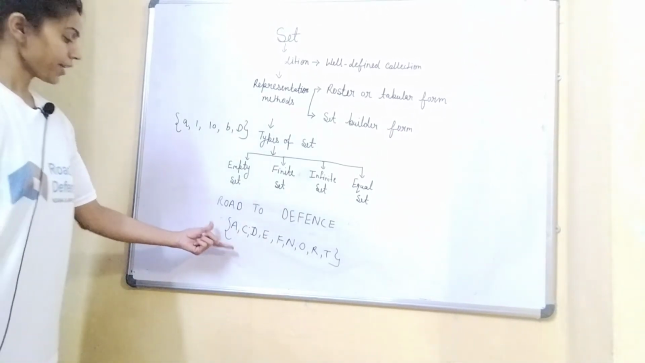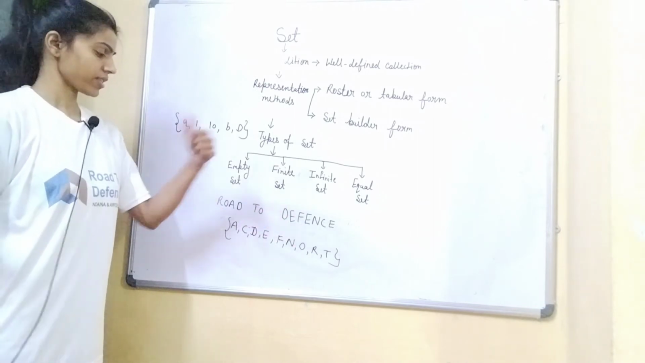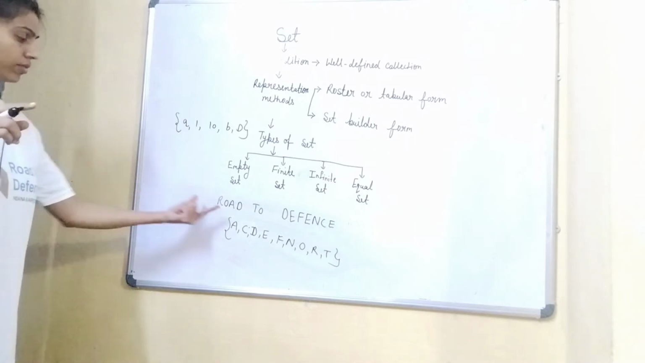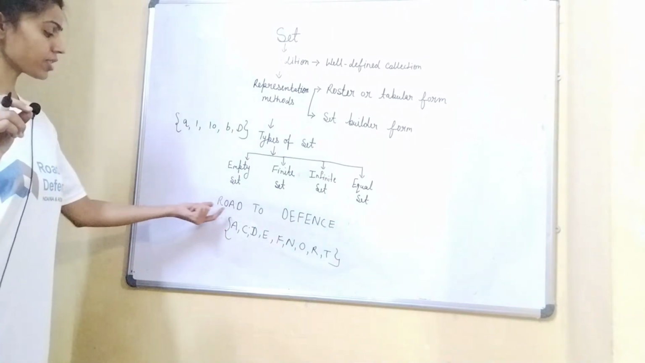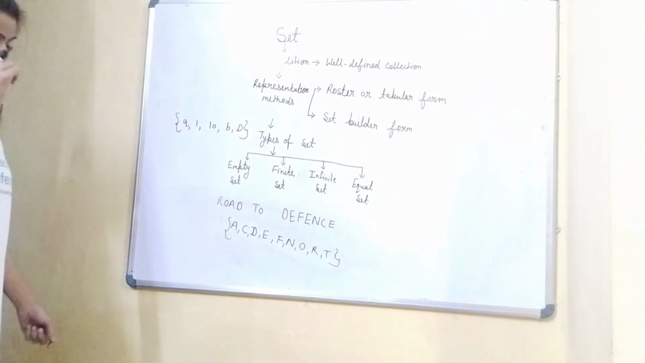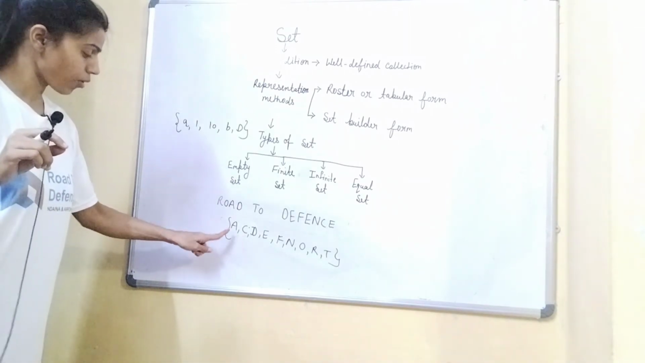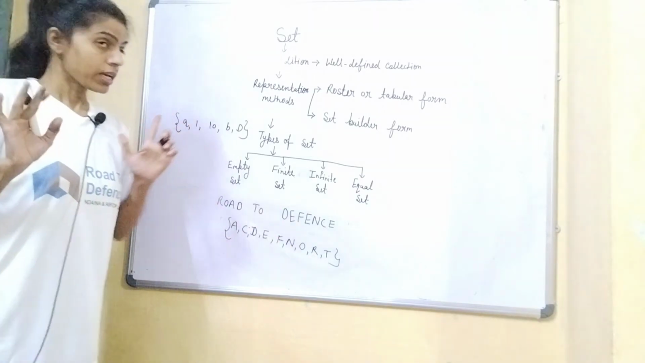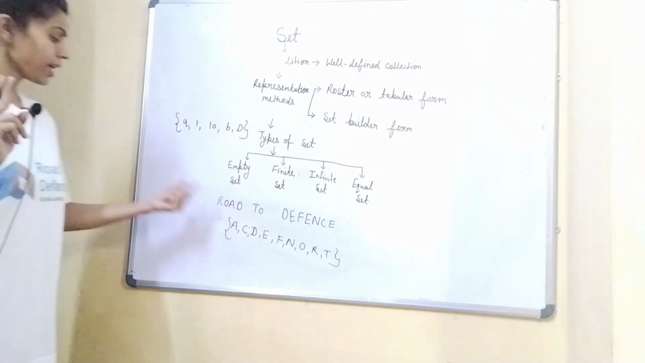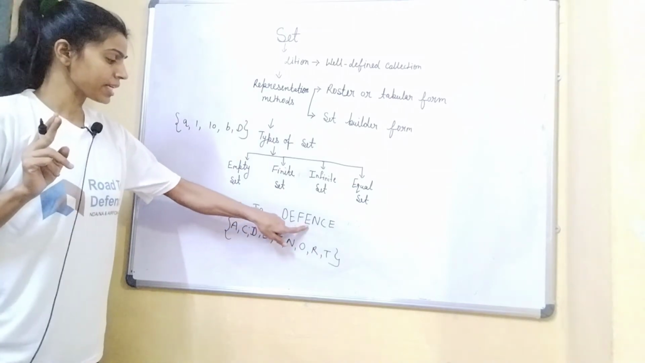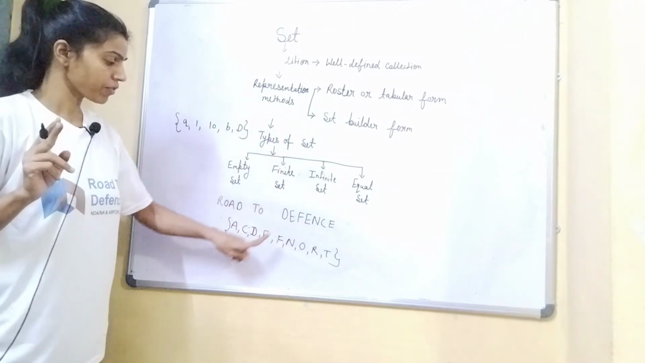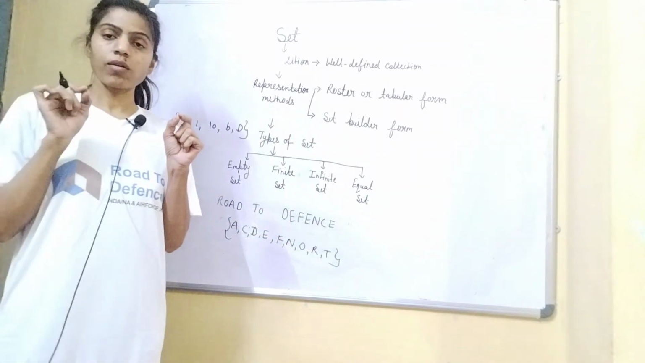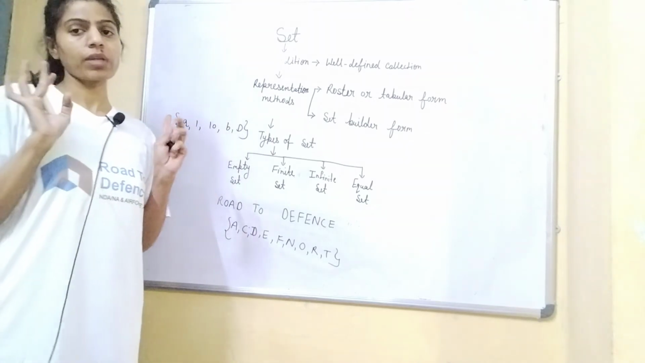Suppose students, I took this word "road to defense", right. So the elements, or the alphabets, by which this word is made up of are A, C, D, E, F, N, O, R, T. I want to explain two things here: E is repeated, but we will write it only one time. You have to write only the elements which belong to that set.